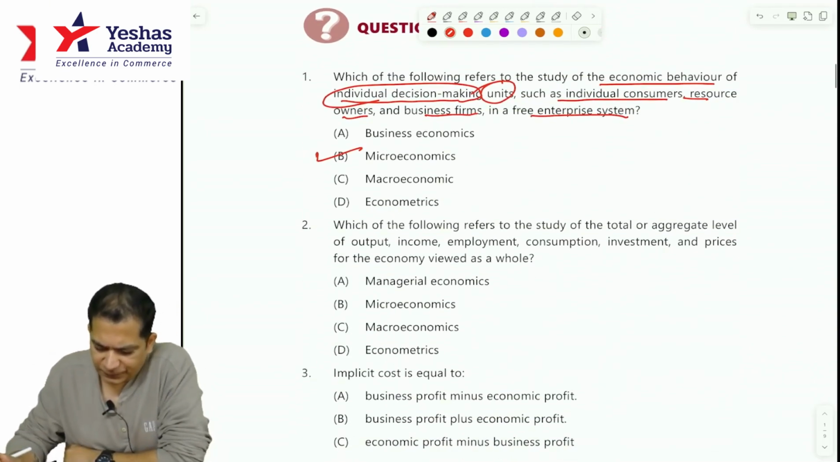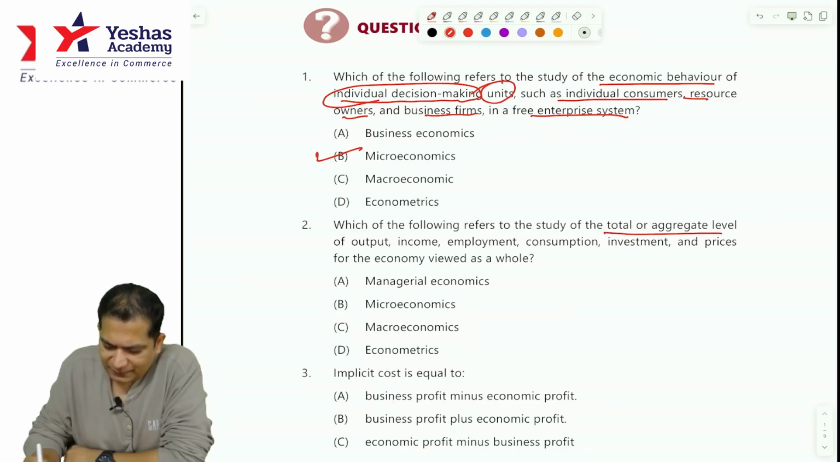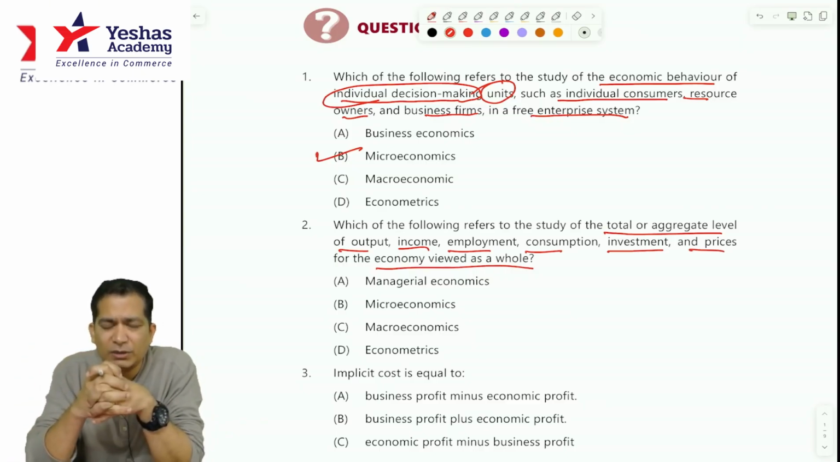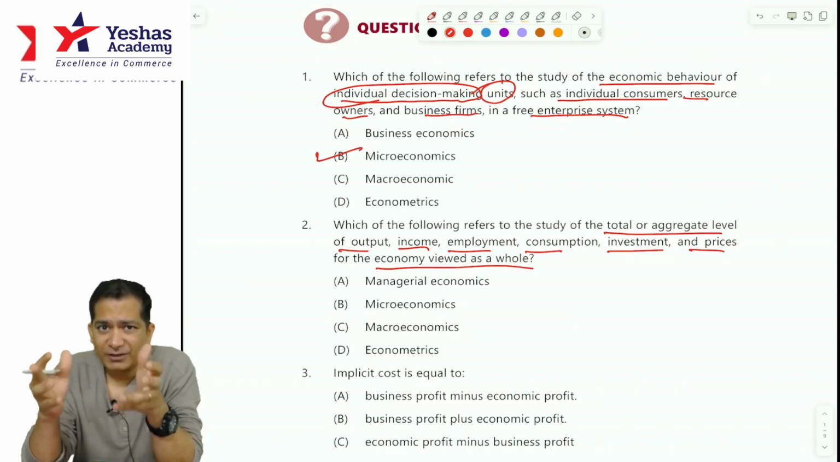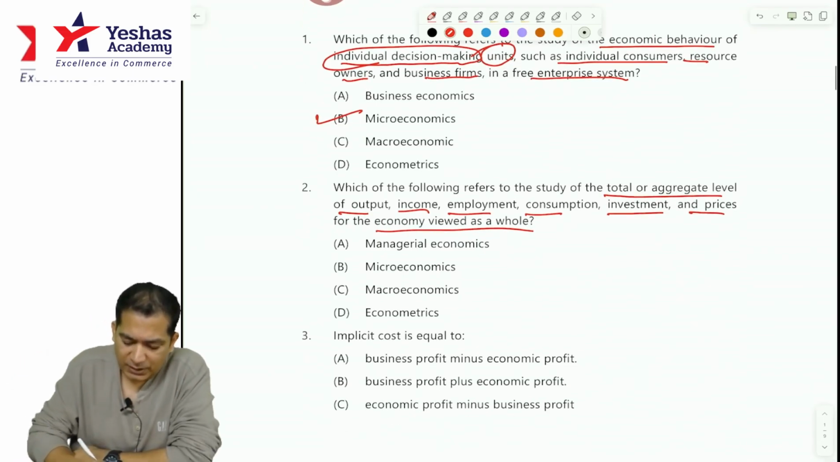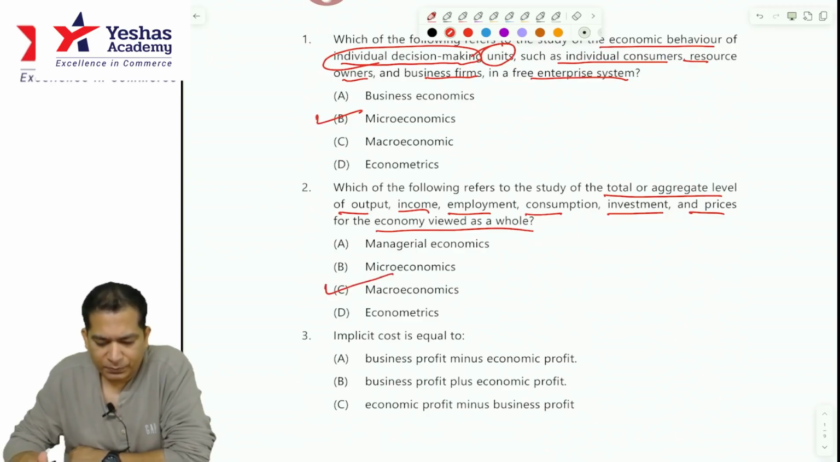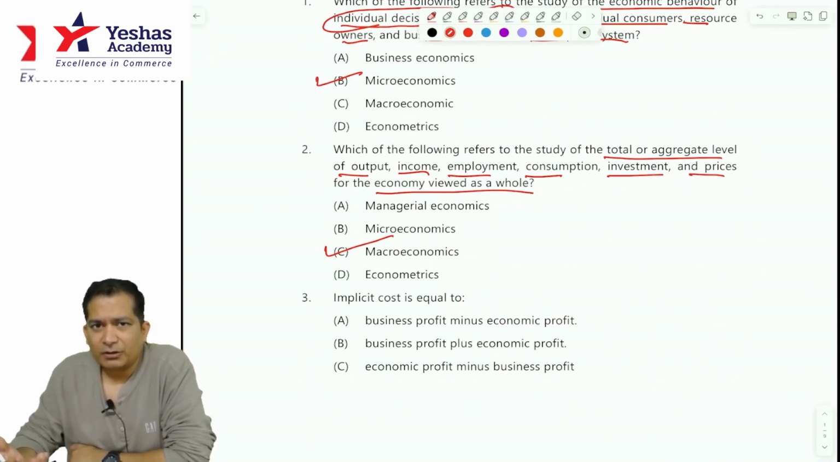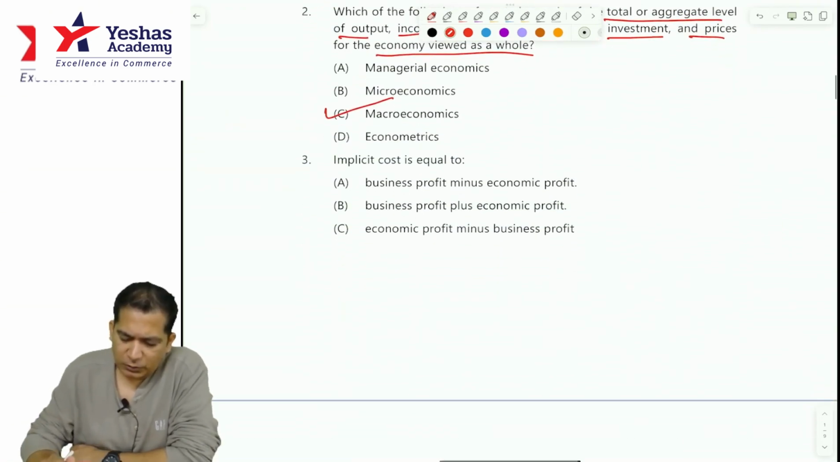Now, which of the following refers to the study of total aggregate level of output, income, employment, consumption, investment, and price of the economy, that is, inflation? So all of these are not related to one particular business or one particular industry. You're talking about the overall averages. Macro has been derived from the Greek word macros, which means large. It's a bird's eye view. So here the correct answer would be macroeconomics. And managerial economics is another name for business economics, wherein you're trying to manage the affairs of the business.